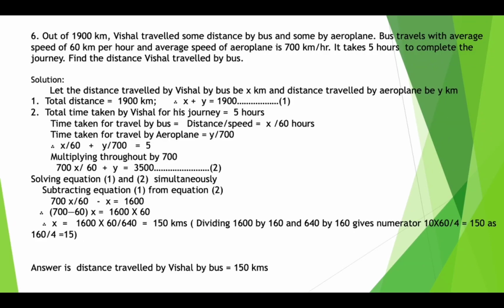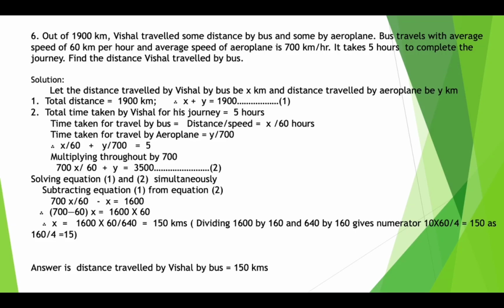Go to the sixth question. Out of 1900 kilometers, Vishal travels some distance by bus and some by aeroplane. Bus travels with an average speed of 60 km per hour, and the average speed of aeroplane is 700 km per hour. It takes 5 hours to complete the journey. Find the distance Vishal traveled by bus.